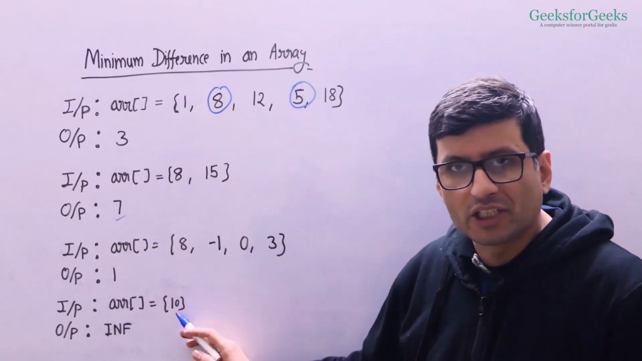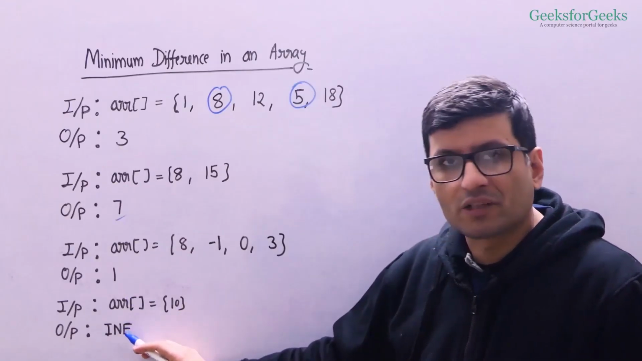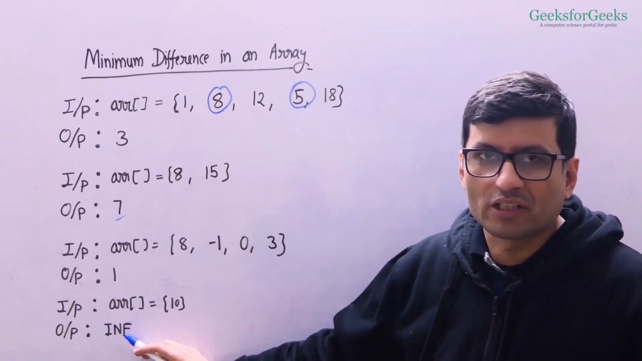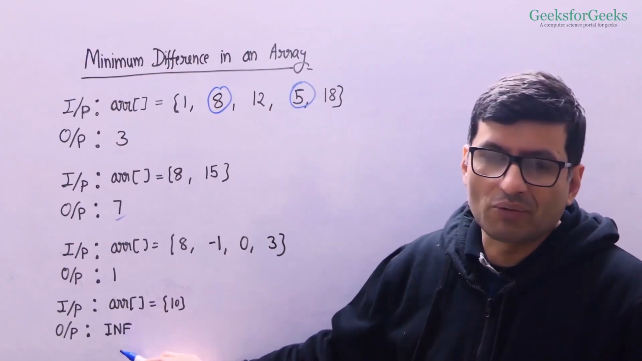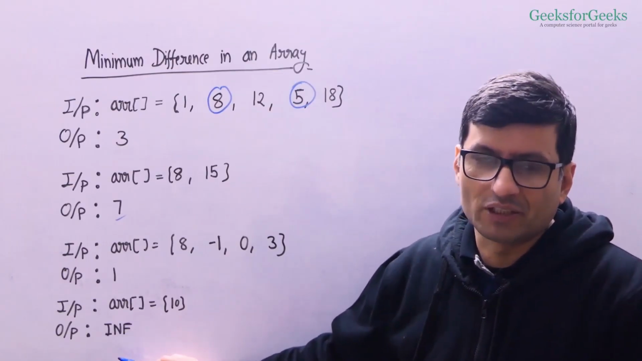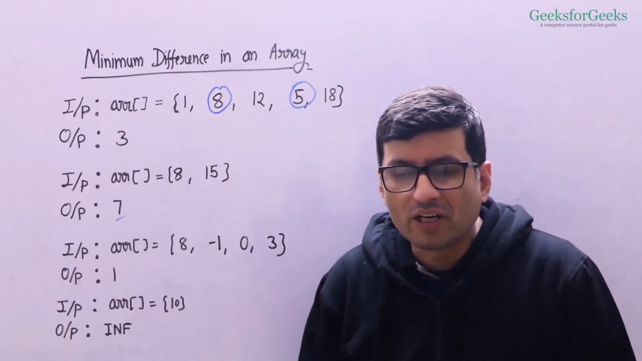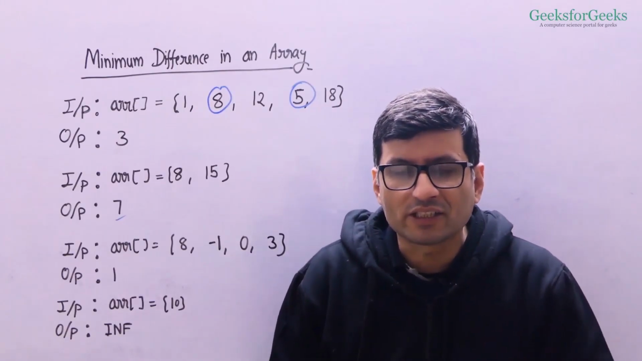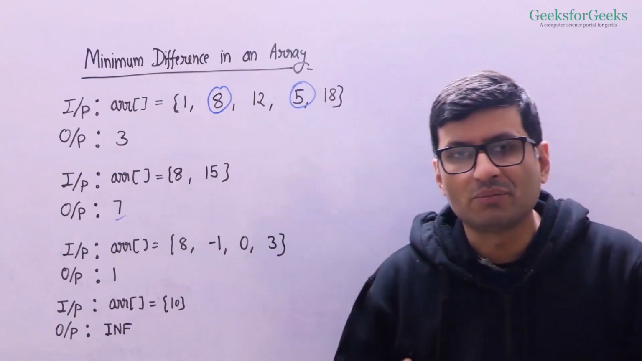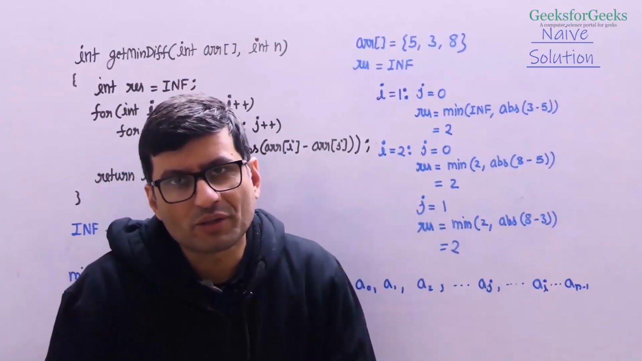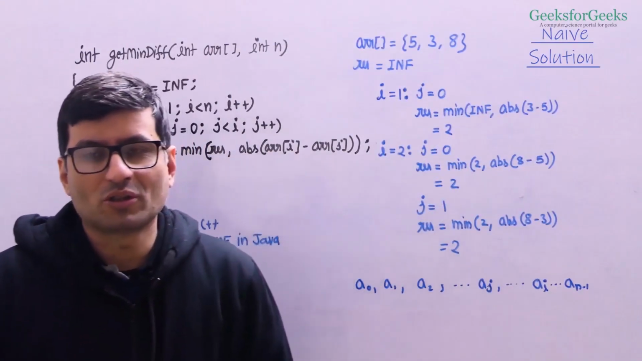If we have only a single element, then we are going to return infinite. In C++, you can return INT_MAX. In Java, you can return Integer.MAX_VALUE. So please pause this video and try to write down a function that takes an array as input and returns the minimum difference. Let's first talk about a naive solution to solve the problem.